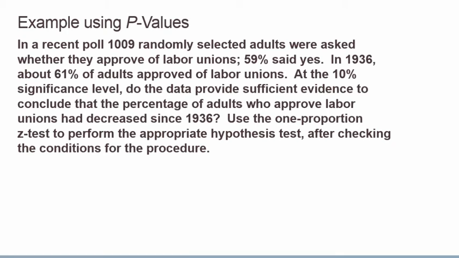So we need to know 4 things: n, p hat, p sub 0, and alpha. n is my sample size, which is 1,009. p hat equals 0.59 because that's the percentage from my most recent poll. p sub 0 is 0.61 because that's the percentage from my previous poll. Alpha is 10%, 0.10.